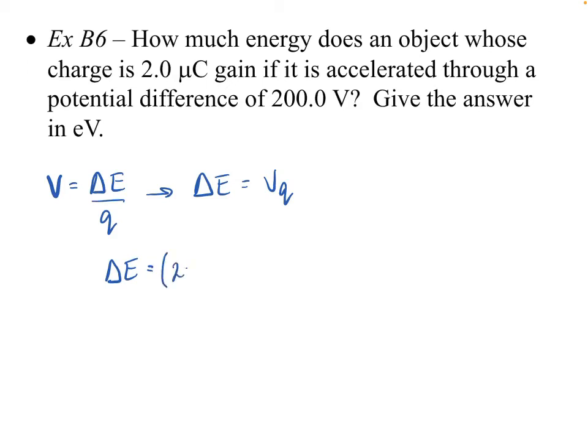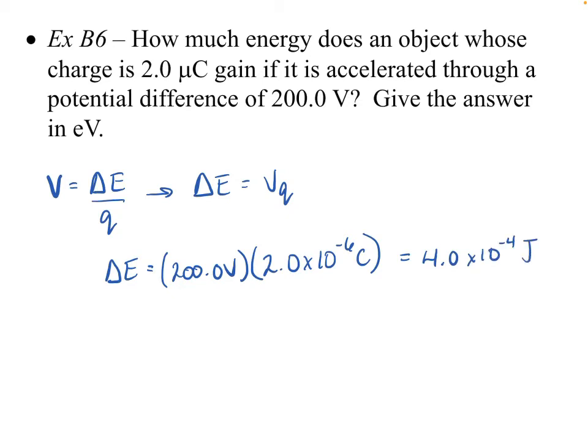Voltage is 200.0 volts, and your charge is 2 microcoulombs. Now, remember, micro is 10 to the negative 6 coulombs. Again, that's under the prefixes. And so you get, with that, 4.0 times 10 to the negative 4 joules, okay? Anytime you have volts and coulombs, that's when you're going to get joules.